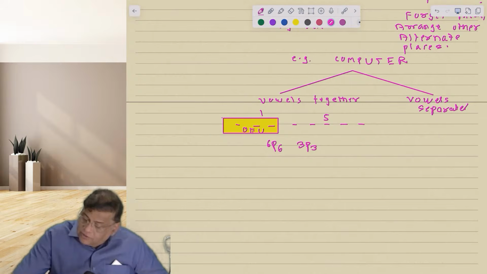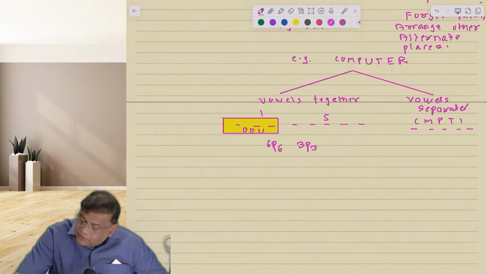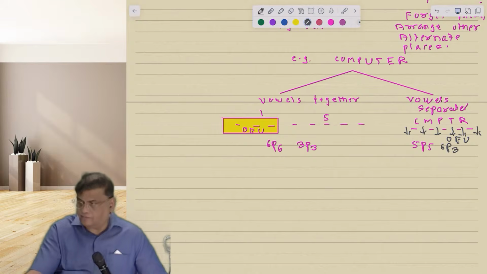Whereas, in case vowels are separated, then I arrange 5 others: C, M, P, T, R. That's 5 letters, 5 places, 5P5. And then I consider alternate places 1, 2, 3, 4, 5, 6 for O, E, U. So it is going to be 6 places for the 3 letters. We write 6P3.